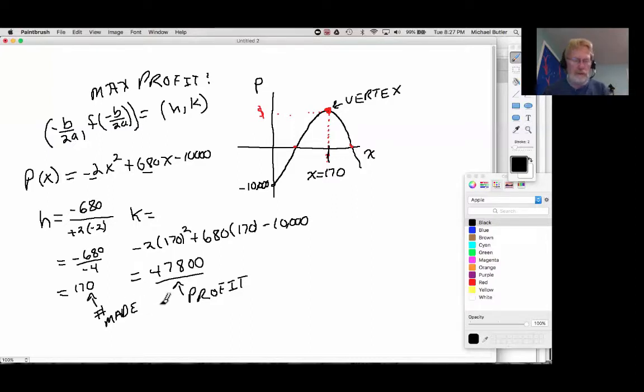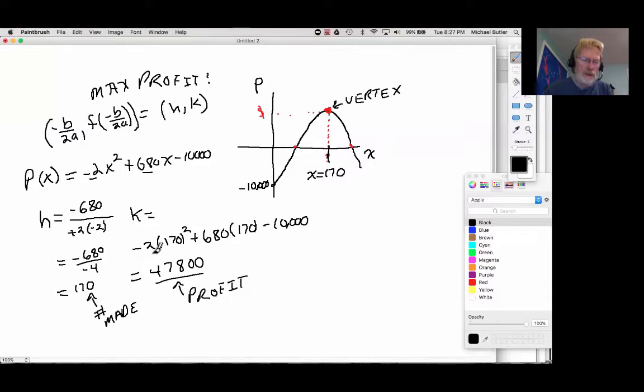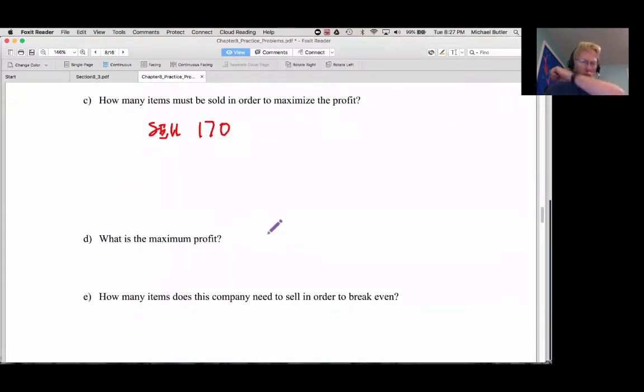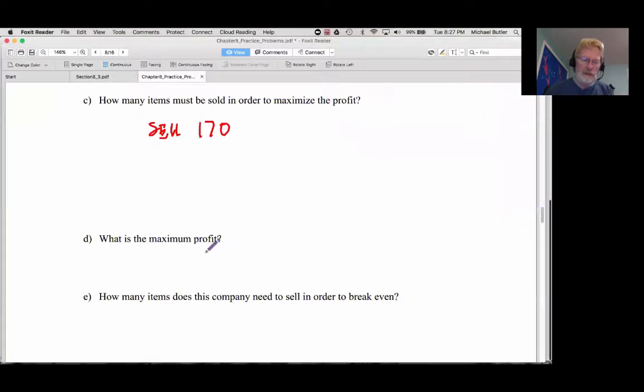So let's go back and see if we answered their question. How many items must be sold to maximize the profit? We gave them more than they needed. We need to sell 170 of them. What is the maximum profit? We already answered that too. It's 47,800, right?